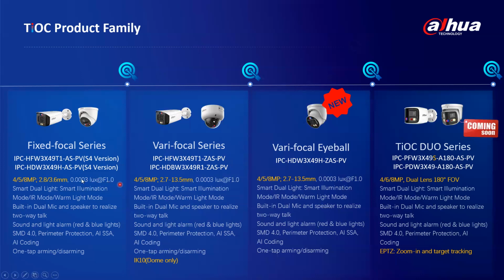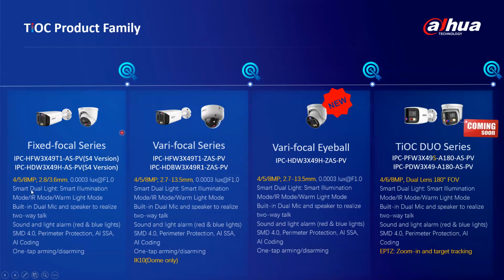So alongside having a larger aperture, the product supports smart dual lighting. So we have different modes that the camera can support. We have 3 modes: the smart illumination mode, the IR mode, and the warm light mode. So these are some of the key features that this TiOC product family provides.